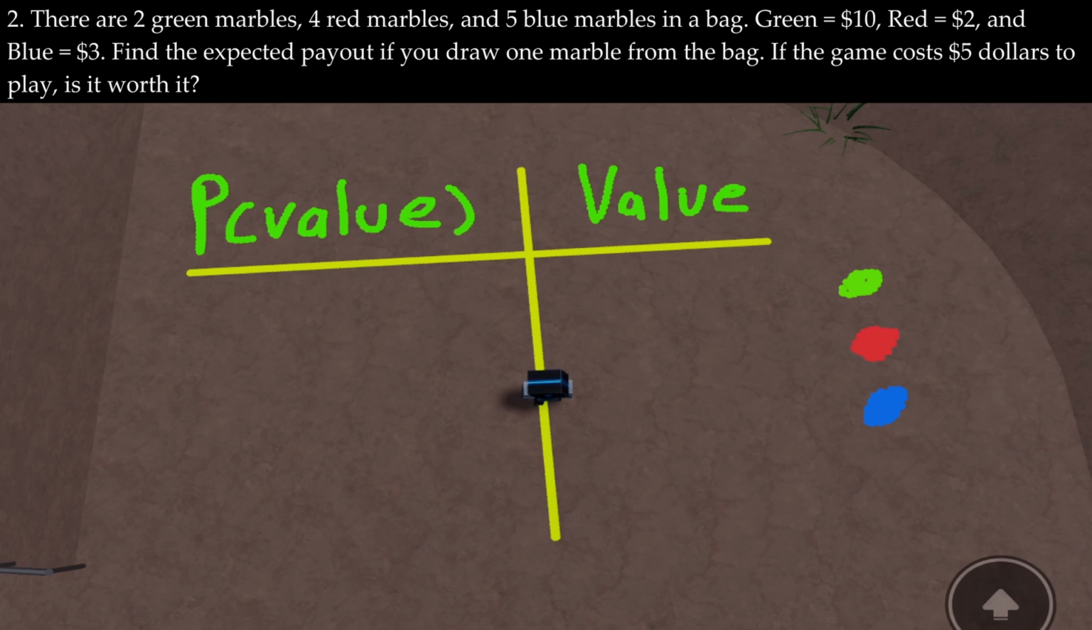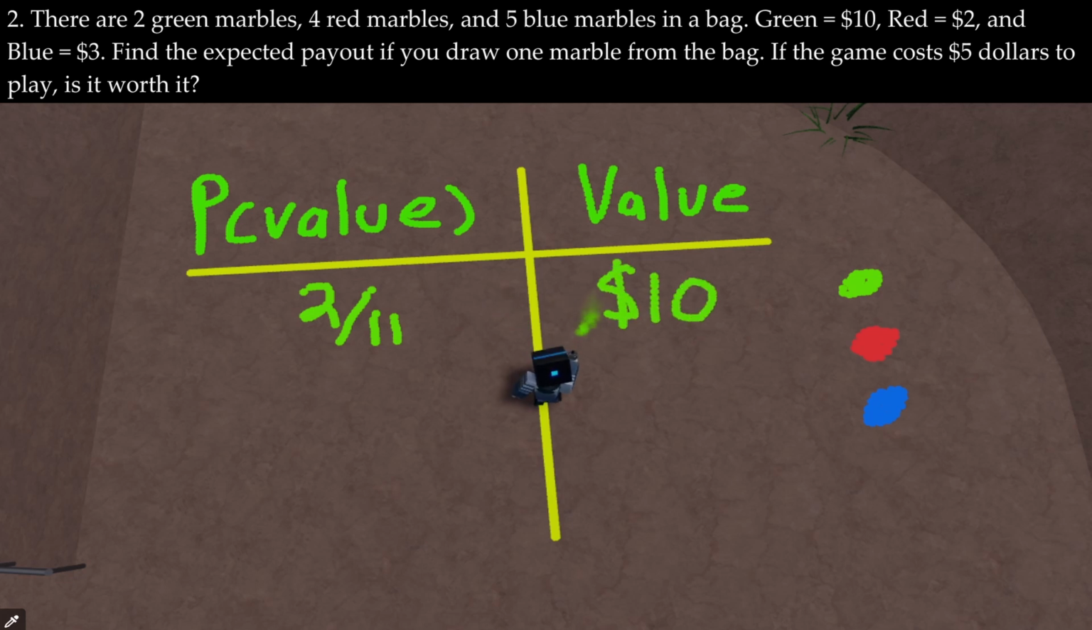So let's find the expected value of drawing a marble from a bag, or how much money I would make on average. That's what an expected value is. So what we need to do is fill out the value and find the probability of that value. Let's start with the green marbles. There's 2 green marbles in the bag, and there's 2 plus 4 plus 5 blue marbles in the total bag. That's 11 total marbles. Therefore, the probability of getting a green marble, assuming that we randomly pick one, is just 2 out of 11. And the value of a green marble is $10, as it defines in the problem there.